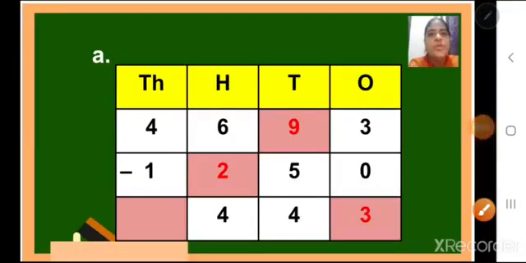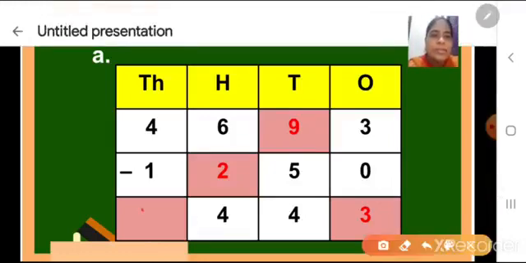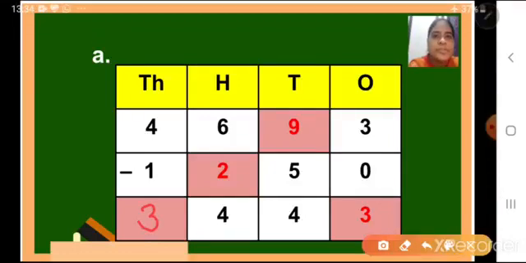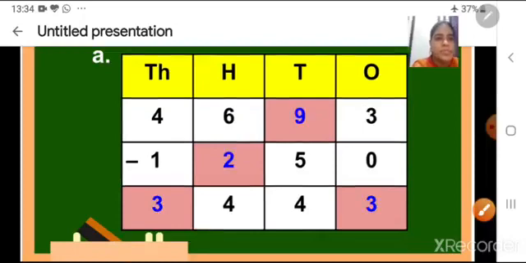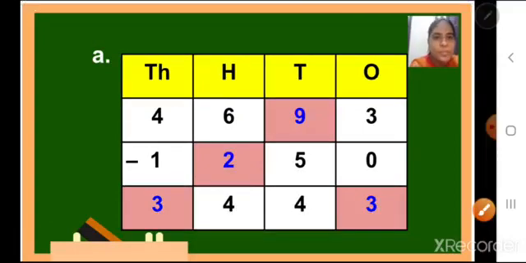Now children, moving towards thousands place. We have 4 minus 1. What is 4 minus 1? Yes, it is 3. So we'll write 3 in the difference place. Children, in this way you have to find out the missing digits. Now note it down properly, children, in your notebook. Children, you can also use other color sketch pens. Here see, I have used blue color.